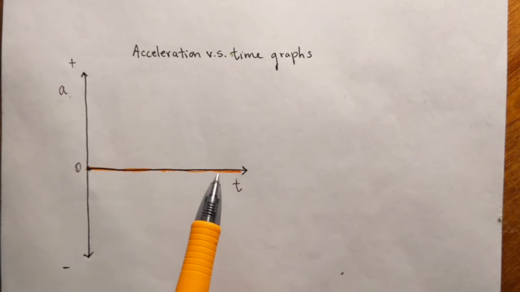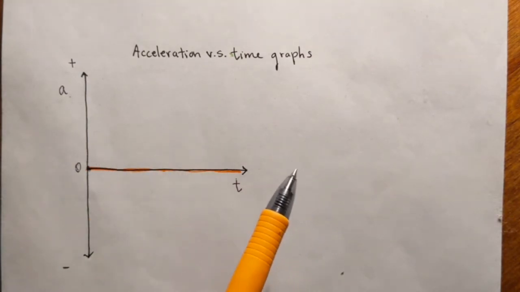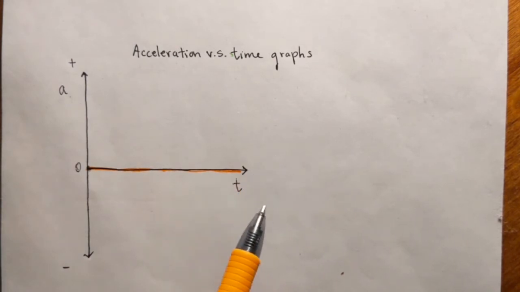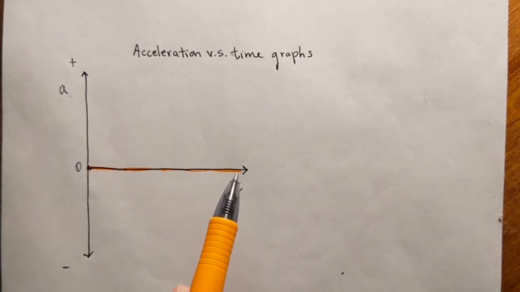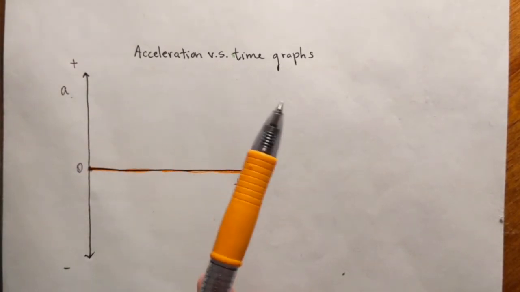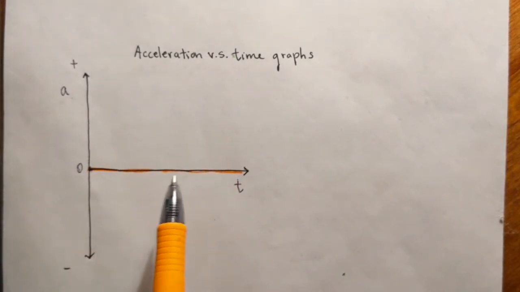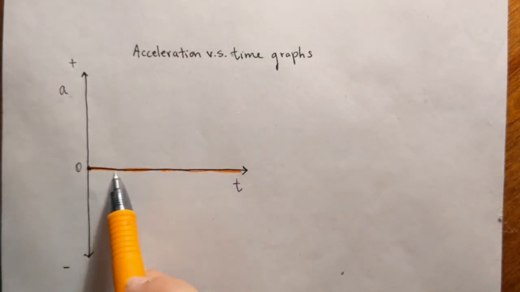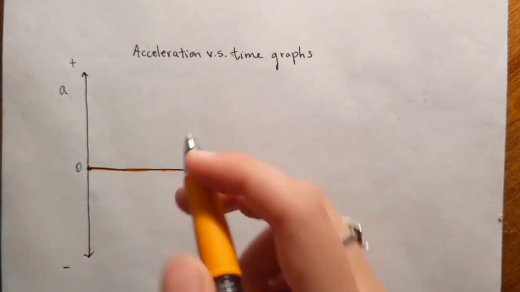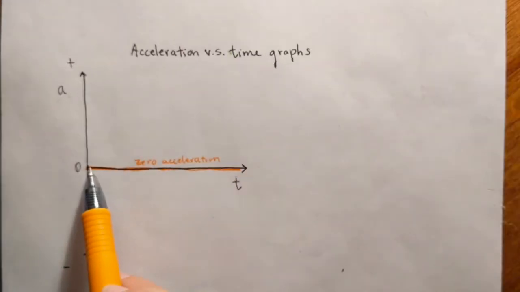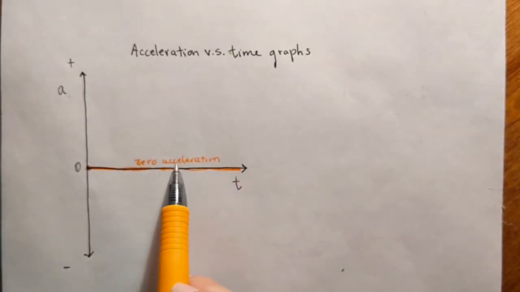So what's interesting is that the motion in all 6 of those videos was different, right? They were moving at different speeds in different directions, but the graph for each one of them was exactly the same. And that's because they all have one thing in common, and that is that they have 0 acceleration. And because we're drawing an acceleration versus time graph, we care only about the acceleration, and it is 0 for all of those videos. So if you have a horizontal line at 0, it represents 0 acceleration. So an acceleration versus time graph at 0 means 0 acceleration.